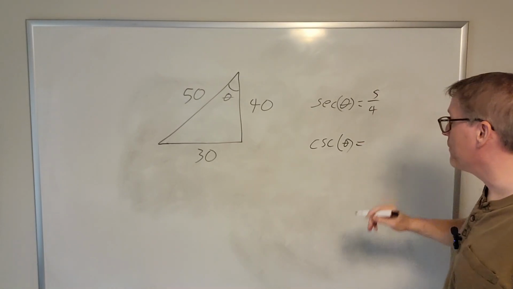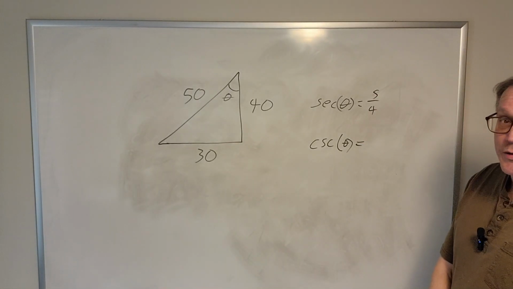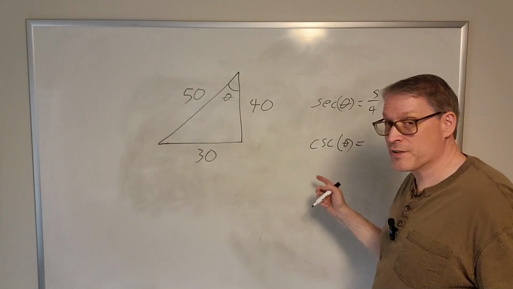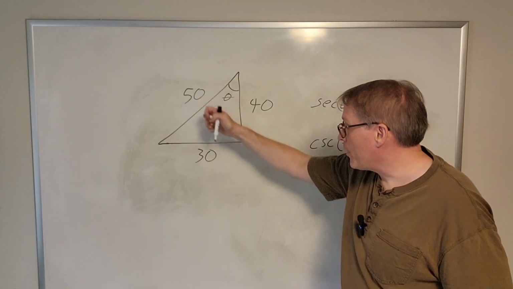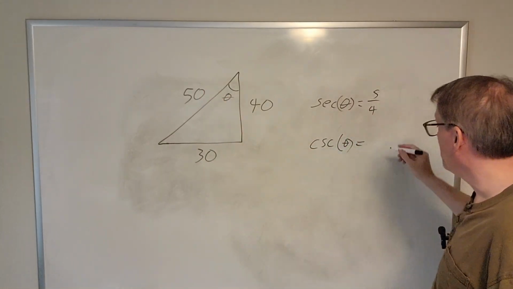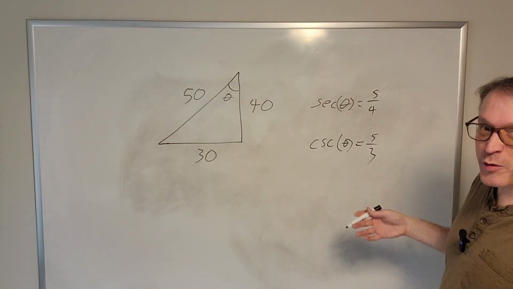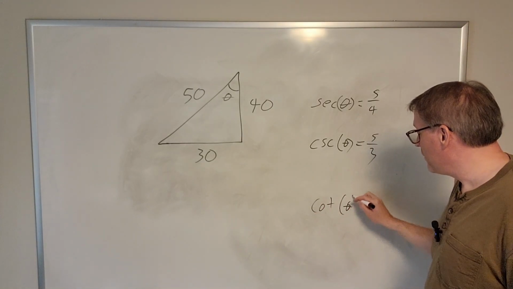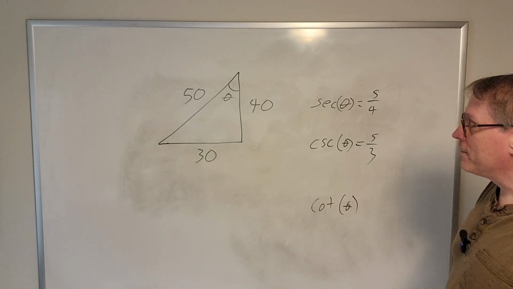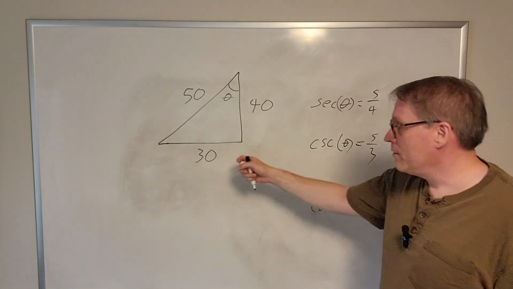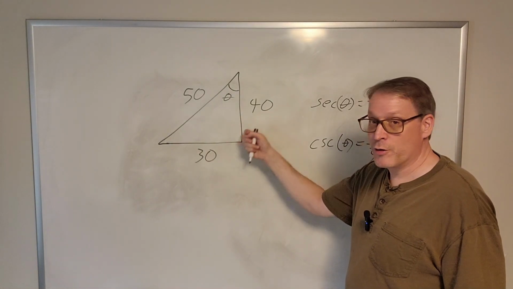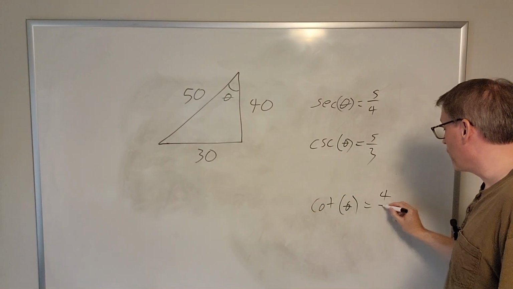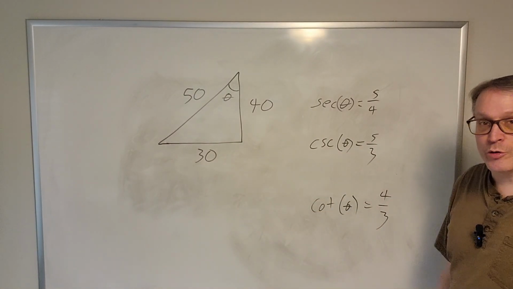How about cosecant theta? What do you think? Well, again, cosecant is 1 over sine. Sine would be opposite over hypotenuse, so this is going to be hypotenuse over opposite, which is 5 over 3. 50 over 30 reduces to 5 over 3. And how about cotangent? Tangent would be 30 over 40, which is opposite over adjacent. Cotangent is adjacent over opposite, which is 4 over 3. 40 over 30 reduces to 4 over 3.